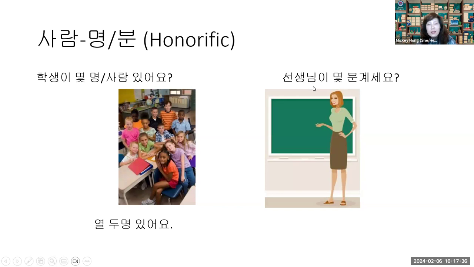선생님이 몇 분 계세요? Because you're talking about number of teachers, you use 분 as counter and also 계세요, not 있어요, because it's honorific. 한 분 계세요. There's one teacher.